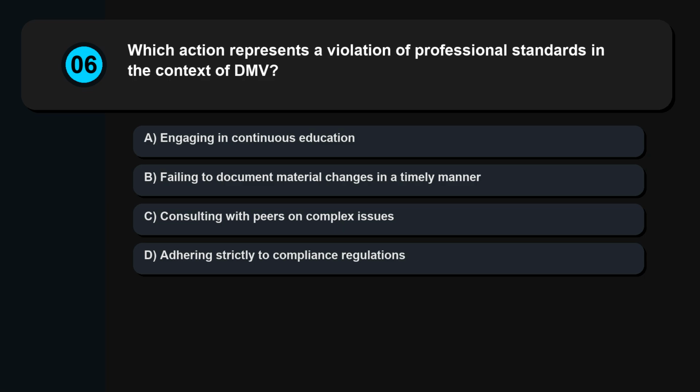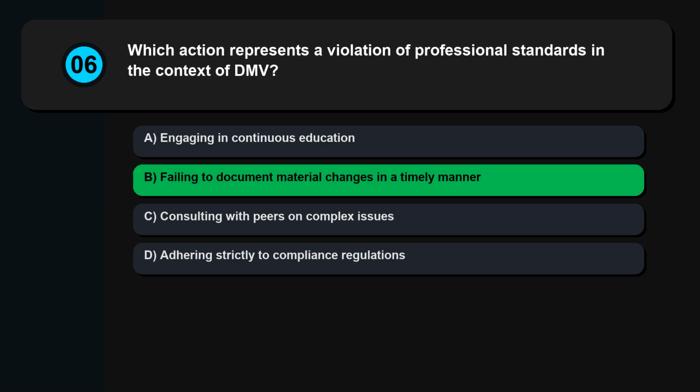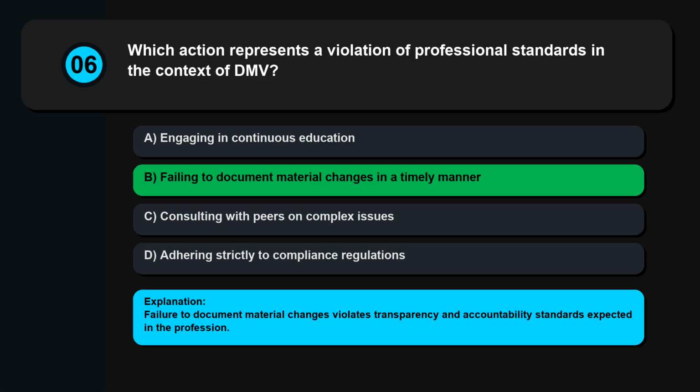Question 6. Which action represents a violation of professional standards in the context of DMV? Engaging in continuous education, failing to document material changes in a timely manner, consulting with peers on complex issues, adhering strictly to compliance regulations. Failure to document material changes violates transparency and accountability standards expected in the profession.